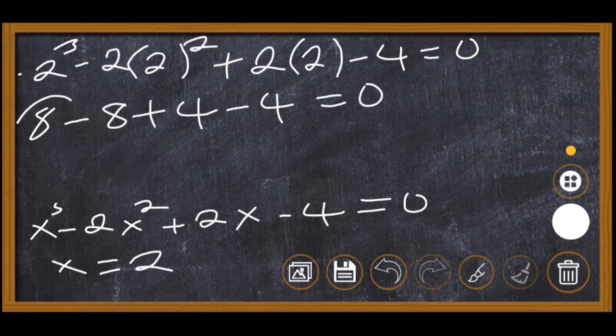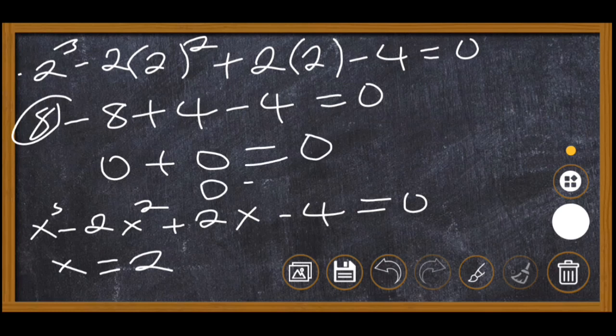So 8 minus 8, it's 0, and then plus 4 minus 4, it's 0. This equals 0. So in this case, then 0 plus 0 is 0. It's 0 equals 0.